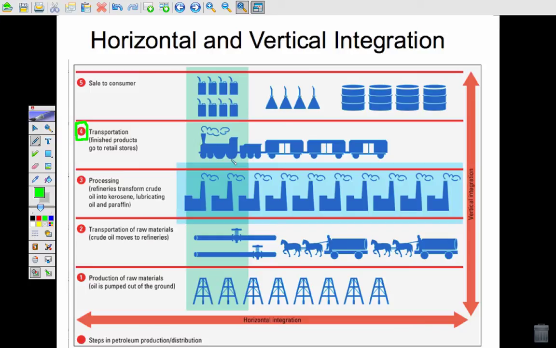So vertical integration says you must control each of these 5 steps. Horizontal integration says that you can control one step, and you can control many of the one steps, but you do not control them all. Okay? So we're going to take a look at horizontal integration in step 4 here.